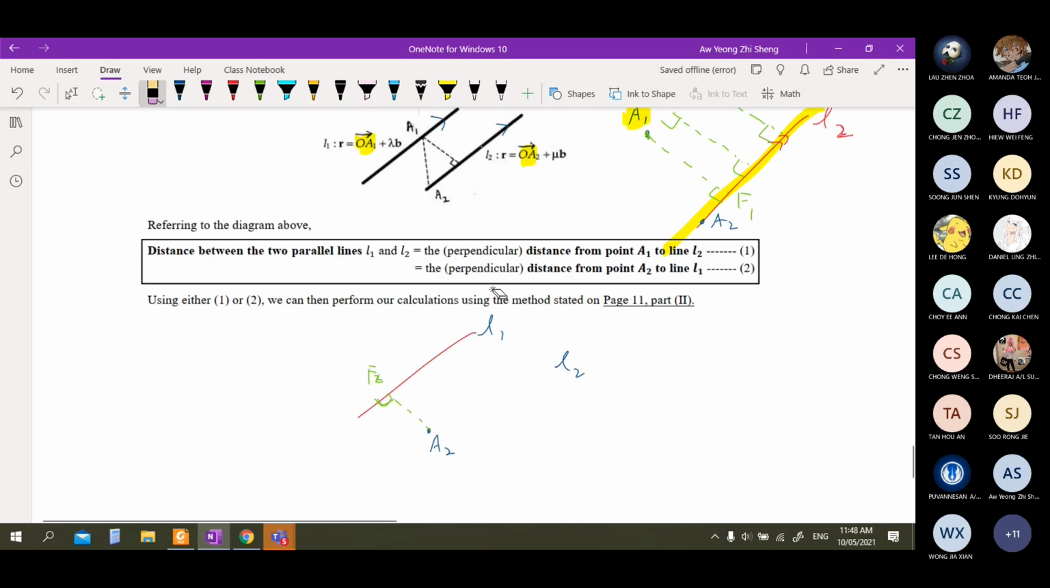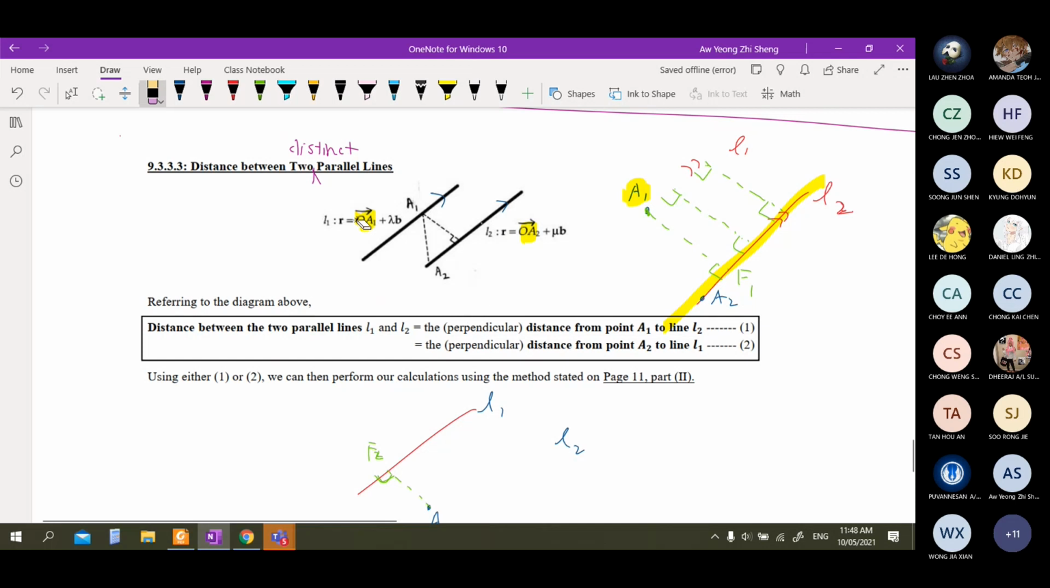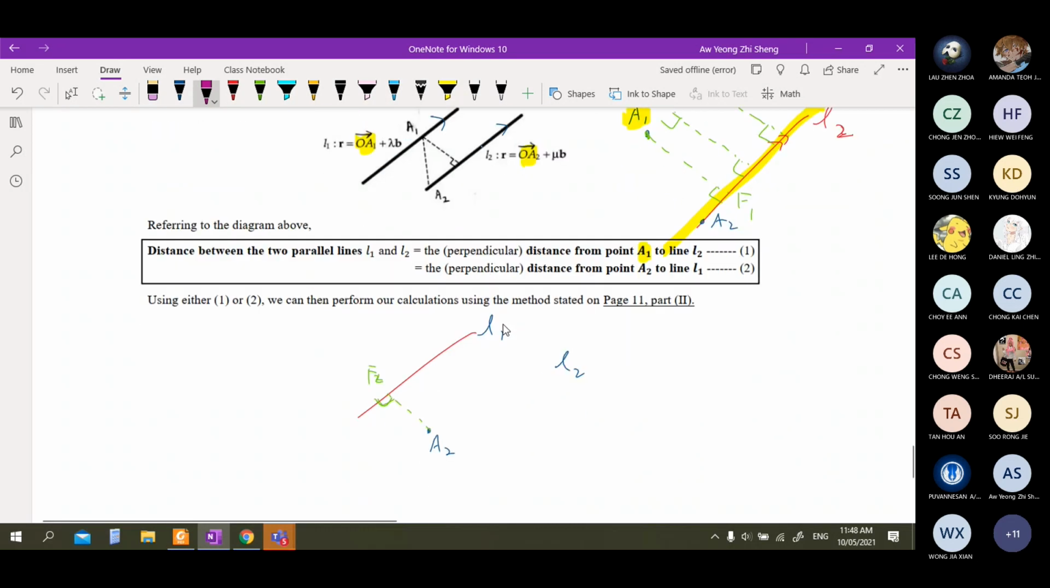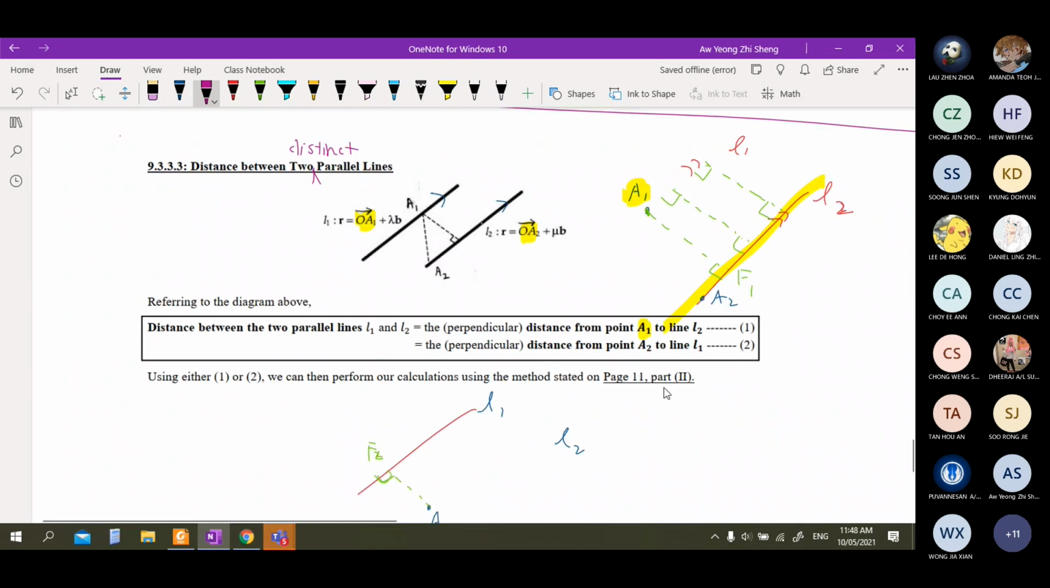Alright, so if you have this kind of understanding, it will be easy to find the distance between two parallel lines. It's just the distance from a point on the first line to the second line, or the point on the second line towards the first line. And then you can follow the procedure stated on page 11.